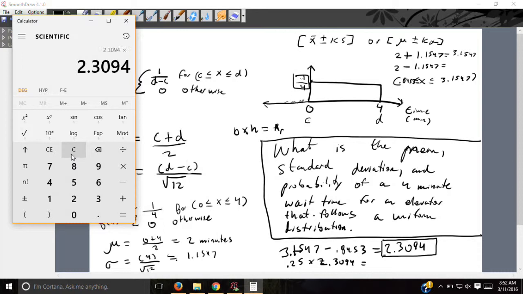2.3094 multiplied by 0.25. And the probability is 0.57735 of success. Take the complement of that and you'll find your rate of failure. And that's all there is to it.